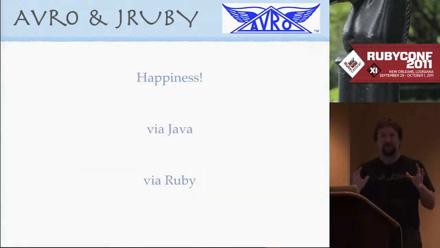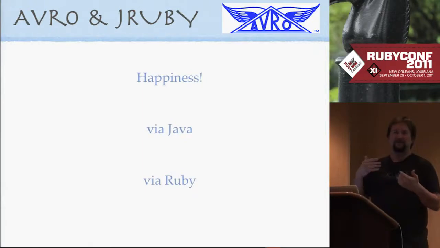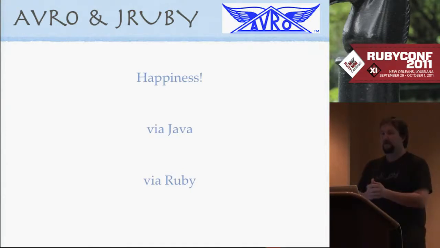So AVRO and JRuby, yes, we have happiness. With JRuby specifically, you could use the jar. I mean, it's just a jar. That's it. It's just a library. You could also use the Ruby implementation itself. So depending on the features that you need that I didn't talk about, you may want to use the Java or the Ruby if you just want some basic vanilla stuff.